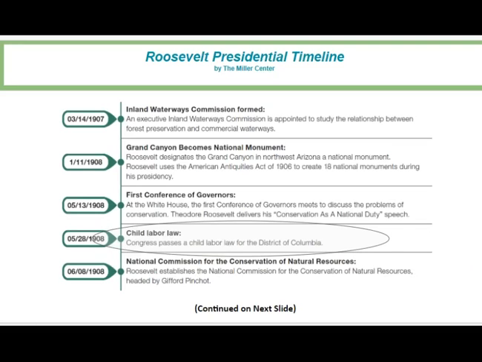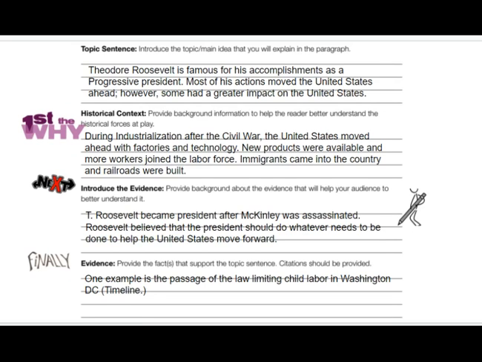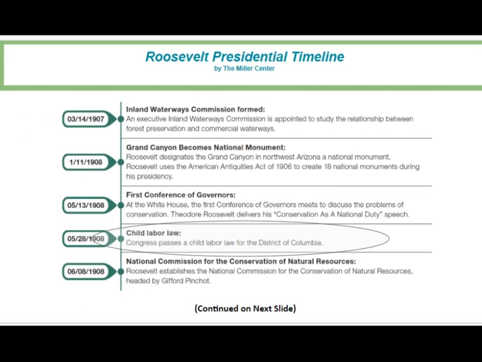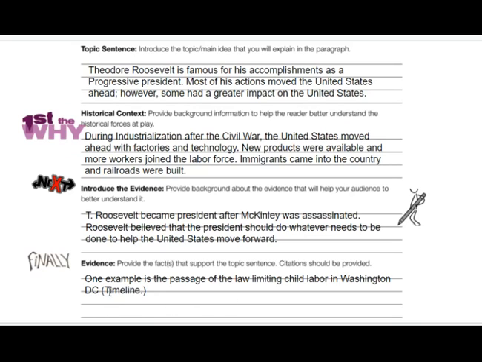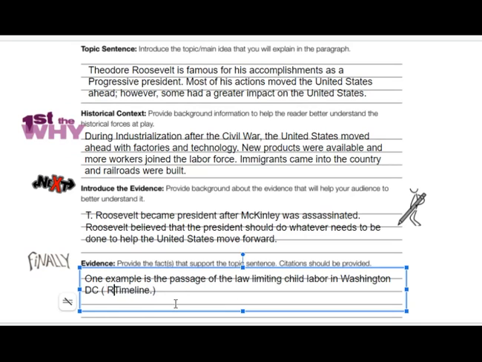We have to go back and find that timeline, right? Here it is. Remember this? We circled child labor law. Congress passes a child labor law for the District of Columbia. So if we go back here, we can't just write timeline. We're going to write Roosevelt Presidential Timeline, Miller Center. Remember, if we had page numbers, we would put that in too, or paragraph numbers. Now, it's not just enough to put in the idea from the source.